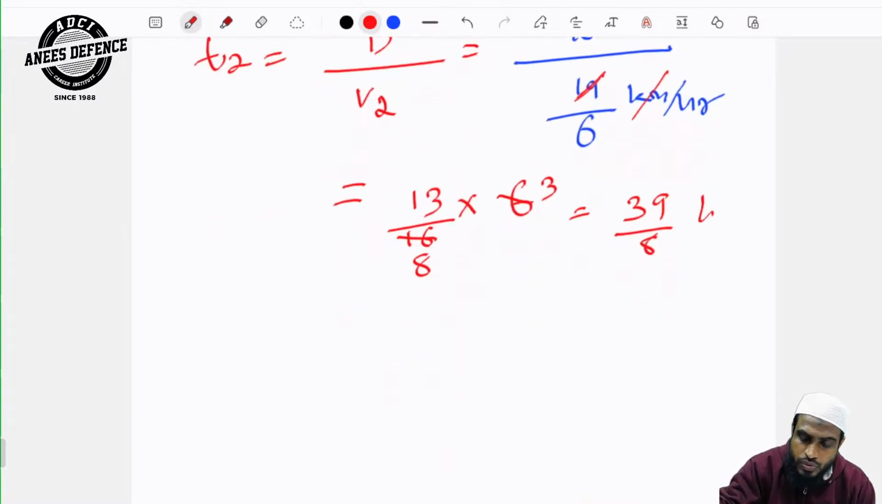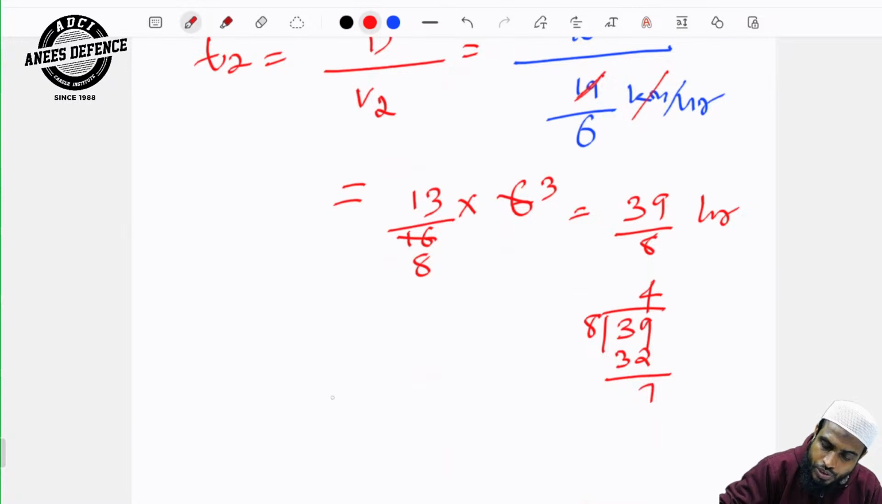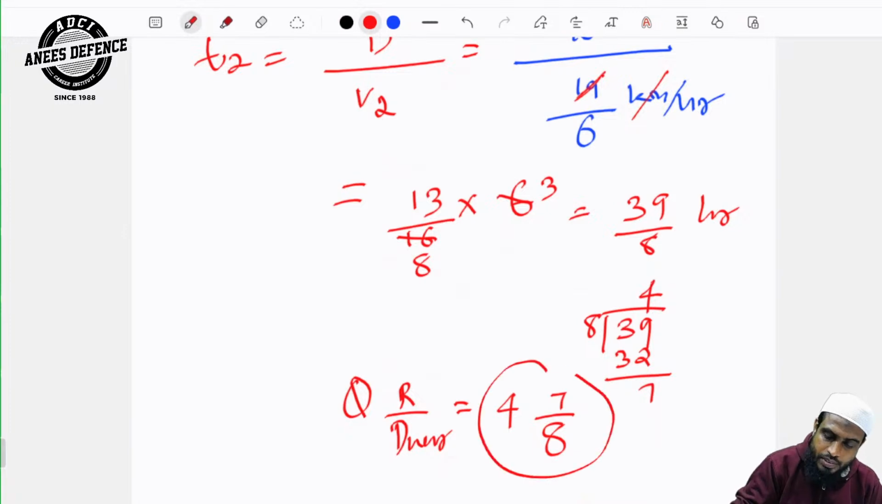39 by 8 hours. Here the answer given is in mixed fraction, so you have to divide 39 by 8. 4 into 8, 32. So how can we write? Quotient, remainder, divisor. Quotient is 4. Remainder is 7. Divisor is 8. So the answer will be 4 7 by 8.